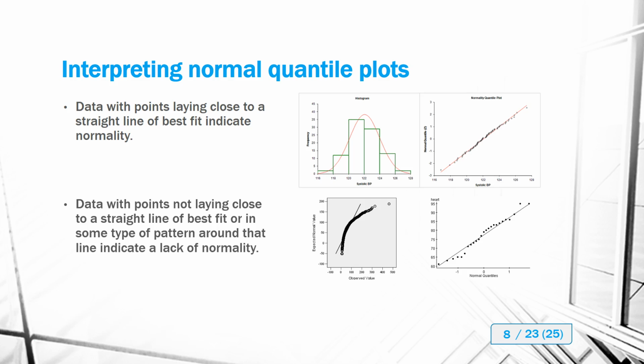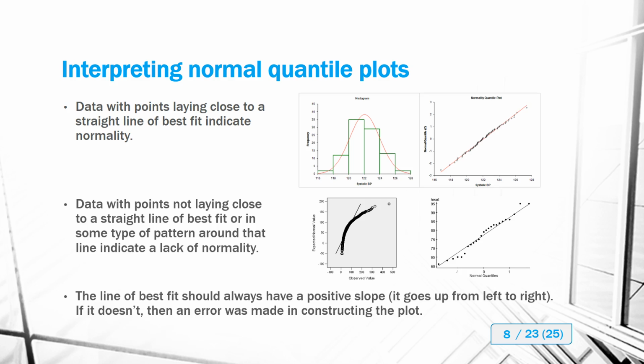So you don't have to do all of the stuff by hand. Again, it's very good that we're living in the 21st century. Okay? As I said, if the line of best fit doesn't go up from left to right, if it doesn't have a positive slope, then there's something wrong with the graph. Typically, you're not going to have to worry about that because, as I said, computer software will generate the plot for you.